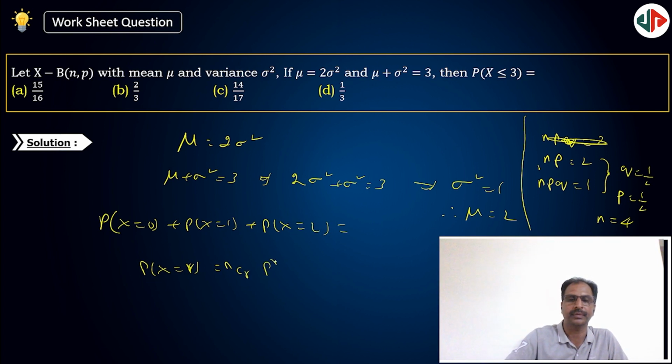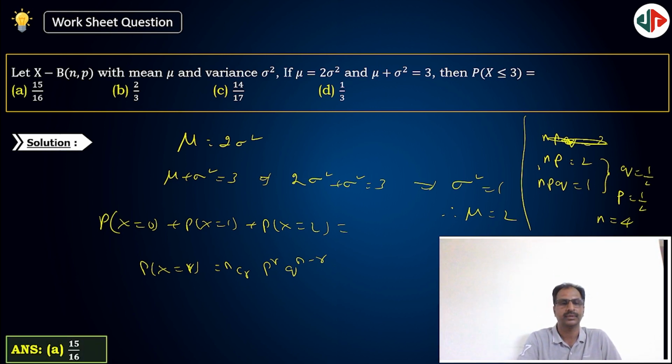nCr, p power r, q power (n minus r). Now substitute all the values and simplify it. You will get 15 by 16.